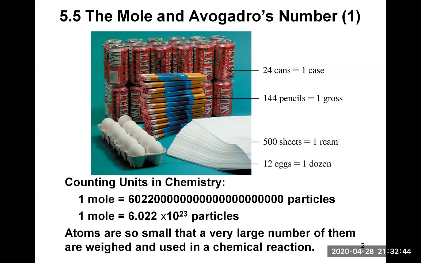atoms. And so the reason why in chemistry we need a word like that that defines such a huge number of things, it's because atoms are so small, so small that a very large number of them is needed and used in a chemical reaction, for example.